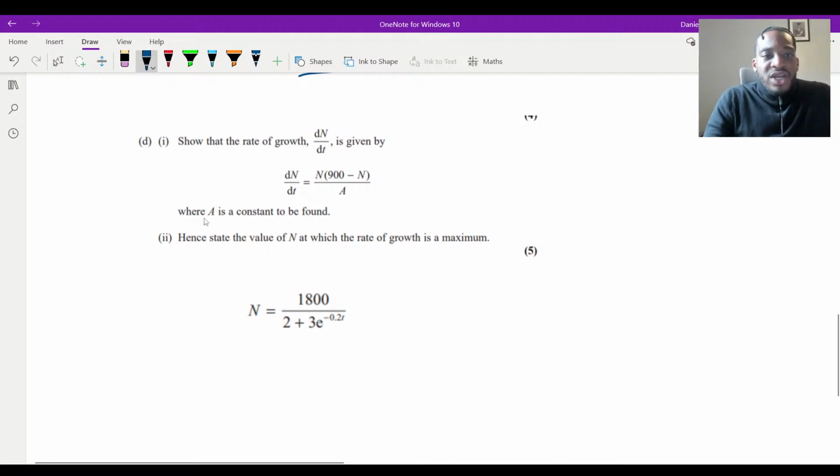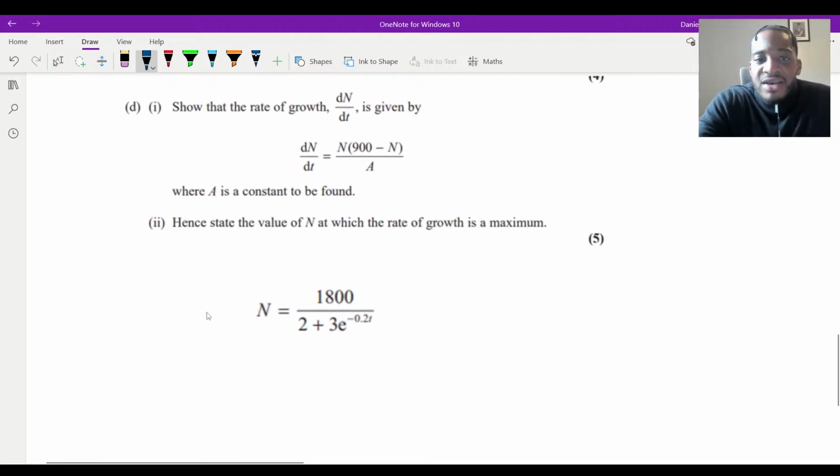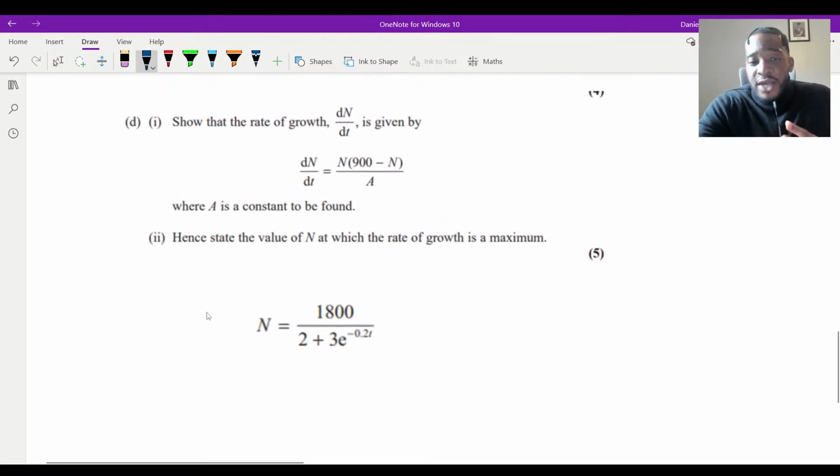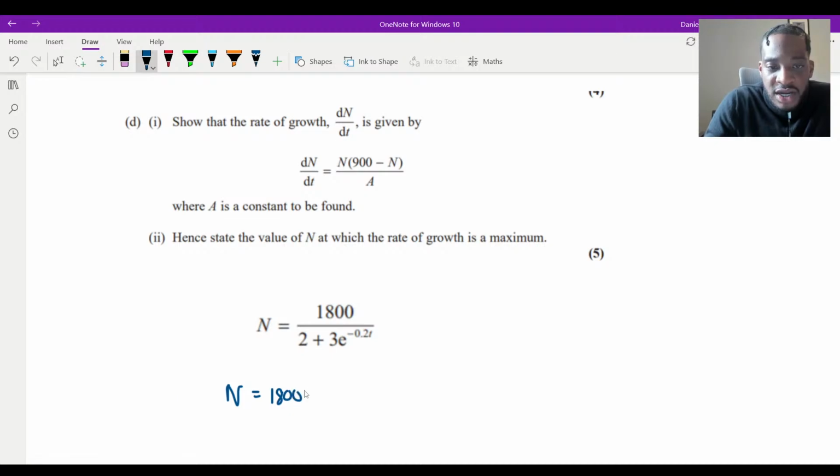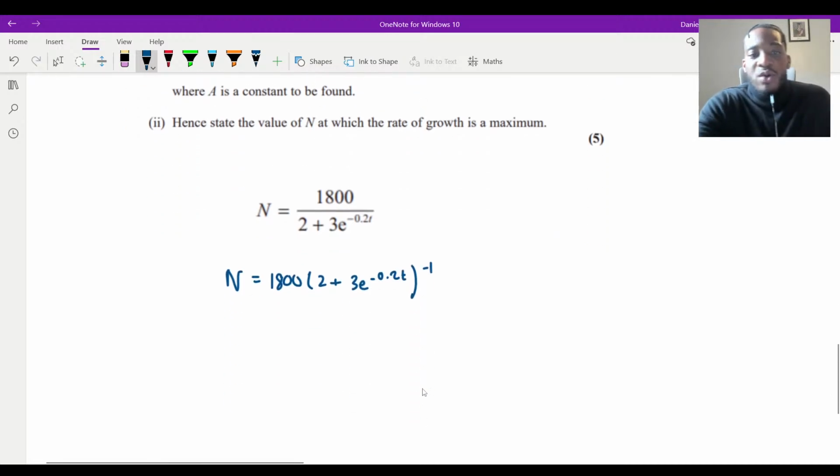Now, if I want to differentiate that, you may be tempted to use the quotient rule, and you could do so. However, if you look, the numerator is not a function of t, it's just a constant. So what you could do is just manipulate algebraically and use the chain rule, right? So bring up that denominator. I'm going to rewrite this as n is equal to 1,800, and then it's going to be 2 plus 3e to the minus 0.2t all to the minus 1, right? That's what n is.